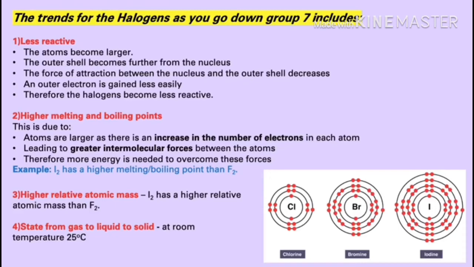Number 3, the relative atomic mass increases as you go down the group. And finally 4, the state changes from gas at the top of the group to solid at the bottom.